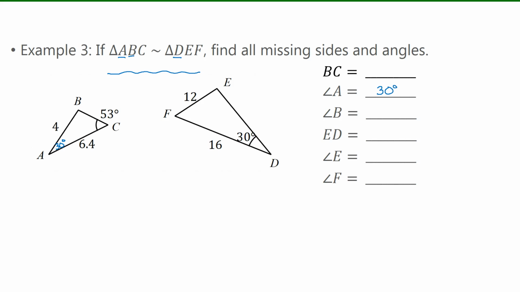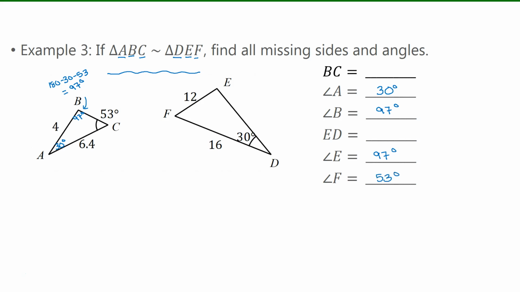Now angle B corresponds with angle E. Now I don't know what angle E is, but I can find angle B by subtracting 30 and 53 from 180. Doing that gives me 97 degrees. So if angle B is 97 degrees, then angle E is 97 degrees as well. Then angle C and angle F are going to be equal. They correspond. So angle C is 53, angle F is 53 as well.